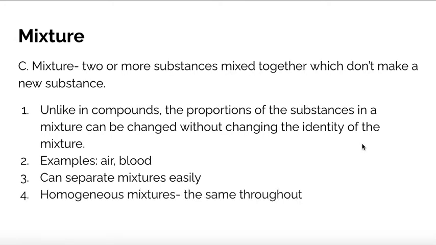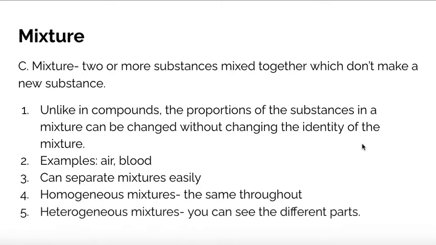There are two types of mixtures, homogeneous and heterogeneous mixtures. Homogeneous mixtures are the same, and heterogeneous mixtures are different. Let's take a look at how these things play out into our definitions of mixtures, and we'll actually look at some of the pictures on pages 90 and 91.